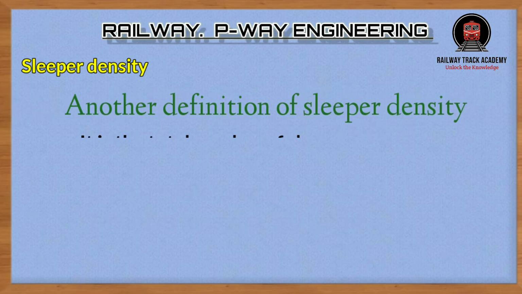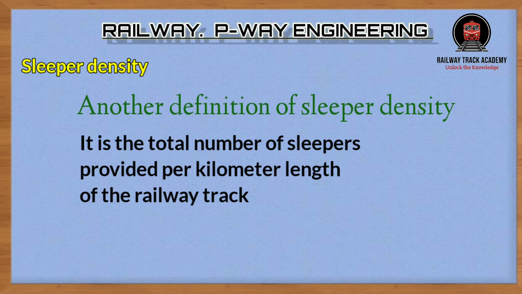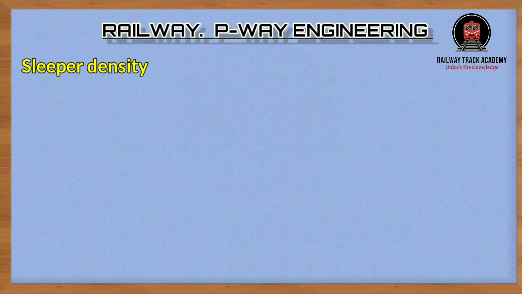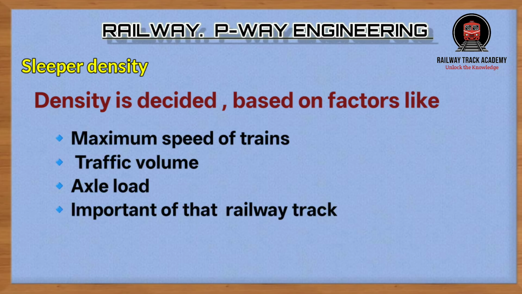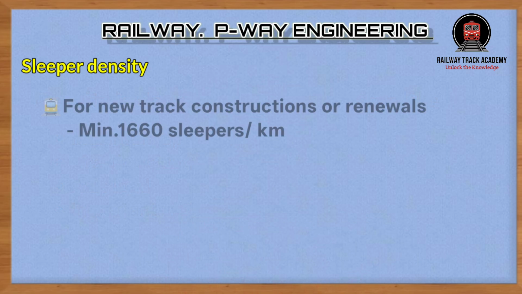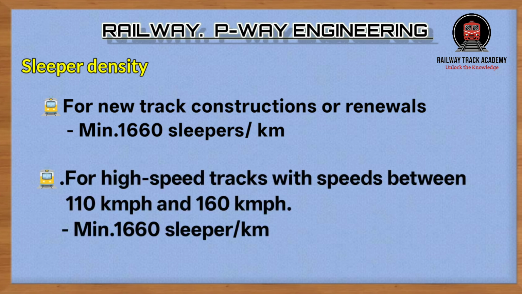However, in modern railway systems, sleeper density is defined as the total number of sleepers per kilometer of track. The density is decided based on factors like train speed, traffic volume, and the importance of the track. For new track constructions or renewals, a minimum of 1660 sleepers per kilometer is mandatory. For high-speed tracks with speeds between 110 kmph and 160 kmph, 1660 sleepers must be provided.